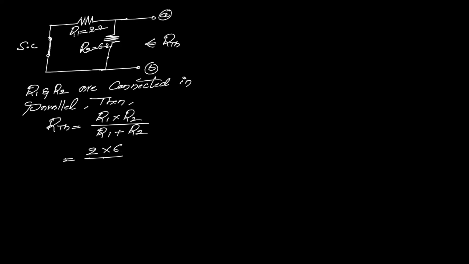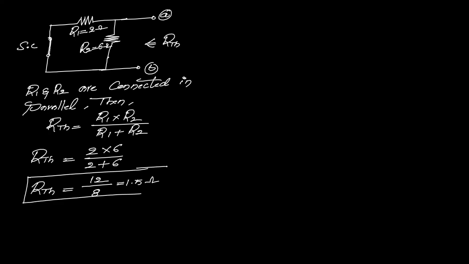6 divided by the value of R1 is 2 plus the value of R2 is how much? 6. Now here RTH is equal to 12 divided by 8. If you solve this 12 divided by 8, what will you get? 12 divided by 8 means definitely you are going to get 1.5 ohms. Clear? So this 1.5 ohms is the value of RTH.